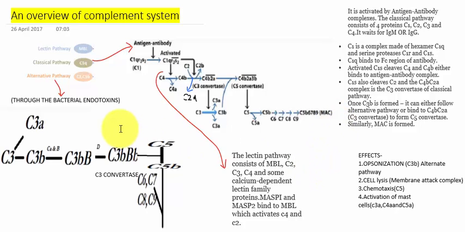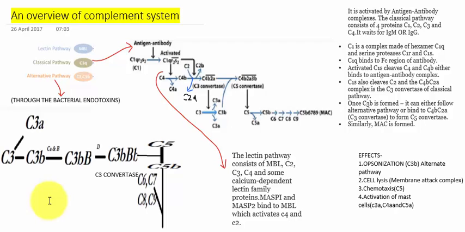Let's move to the alternate pathway. The name is alternate pathway as it is totally different. It involves factor B and factor D, which is a kind of complement enzyme. So in this pathway, the hydrolysis of C3 occurs in the blood plasma. The C3 divides into C3a and C3b. The C3b, in the presence of some calcium and factor B, forms C3bB, and then with the help of factor D, a complement enzyme, it forms the C3 convertase.